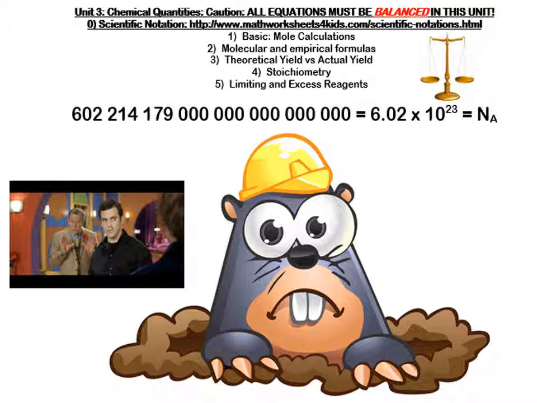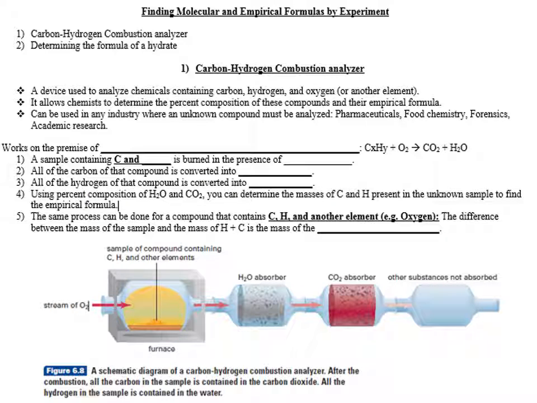I'm going to briefly introduce you to one type of experiment, and then we're going to focus more on another type for determining the formula of hydrates, which you actually already learned how to name in one of the first units. So we're not going to spend too much time on this one here. This is called a carbon-hydrogen combustion analyzer, and it's a way to find how much carbon and hydrogen there is in a compound that you might be studying.